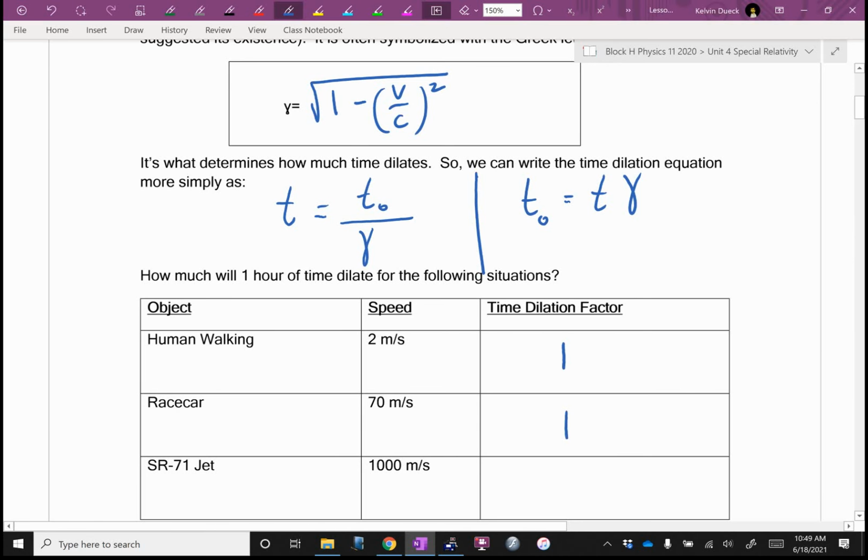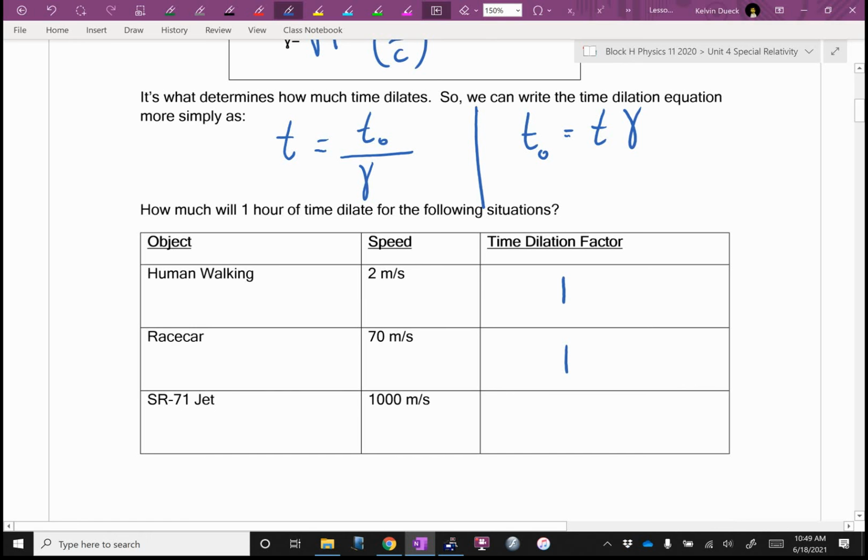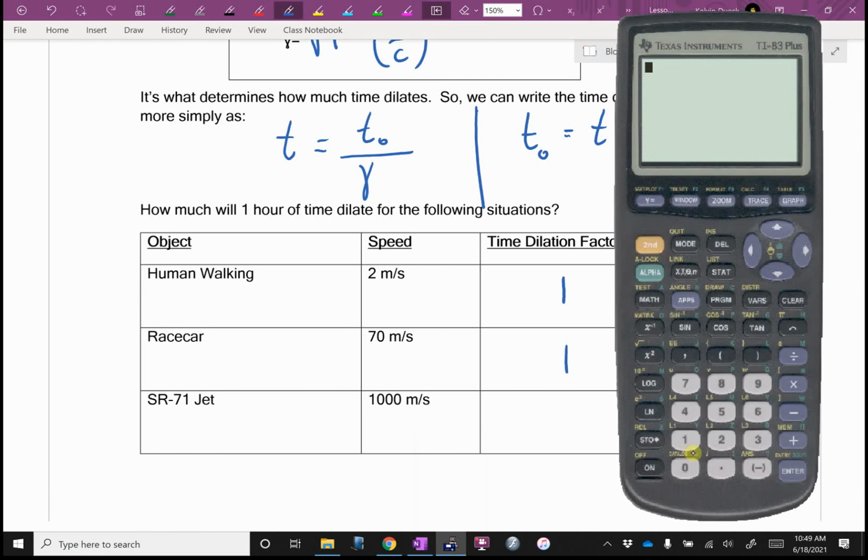What about on an SR-71 jet? An SR-71 jet is the fastest jet ever made. It flies at 1,000 meters per second, 1 kilometer per second. I don't know, let's find out. So Liam, you ready? You're going to go 1,000 divided by the speed of light, which is 3 scientific notation button 8. We're having to divide by 3 times 10 to the 8th because the C's don't cancel this time. I didn't give you a percentage. Hit equals. You got 3.3 that. Hit your x squared button. 1 minus that.